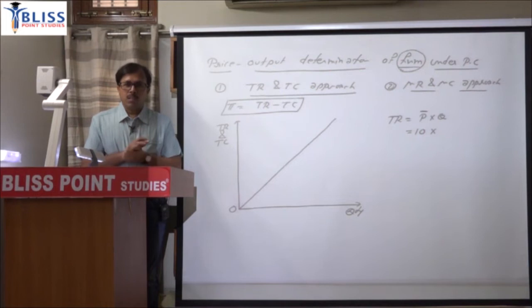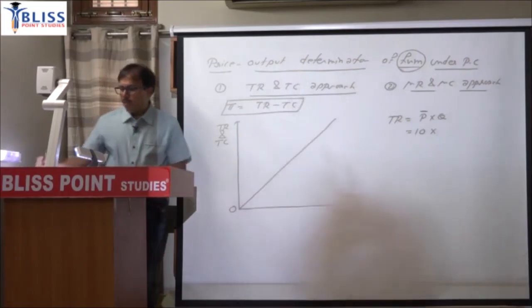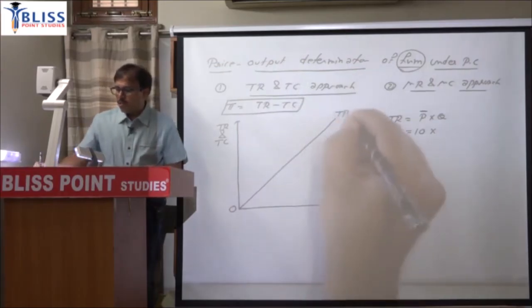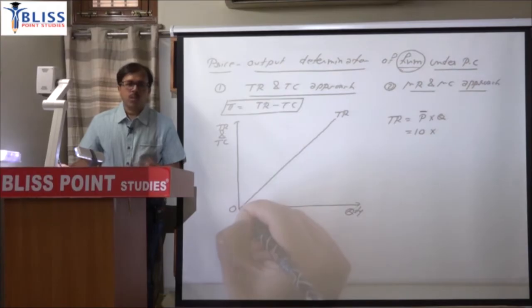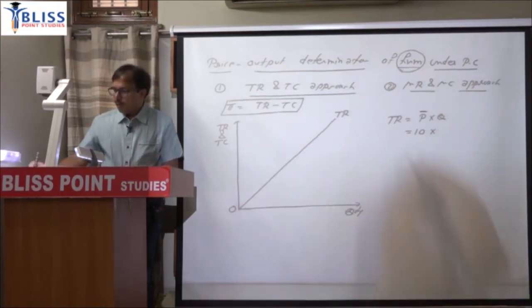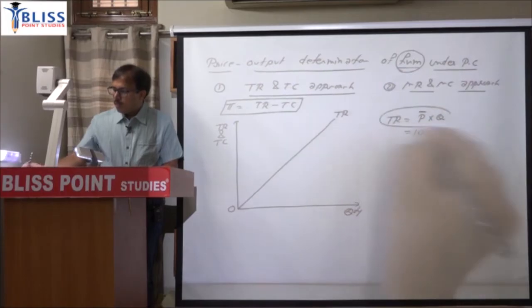It will not always be the case. Remember, as the market changes, the concept can change also. But in a perfect competition market, total revenue is a straight line starting from origin. Origin, because if there are no sales, there will be no revenue. So first is the total revenue curve.